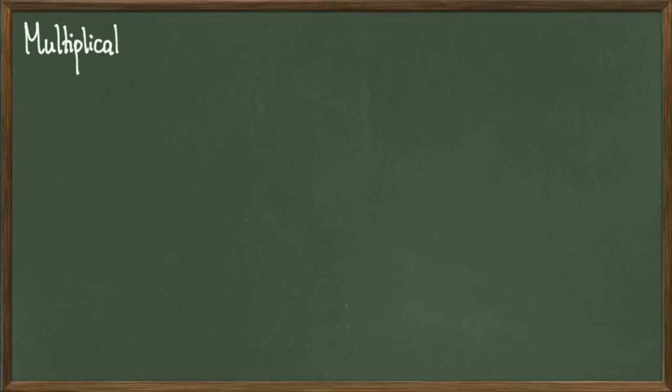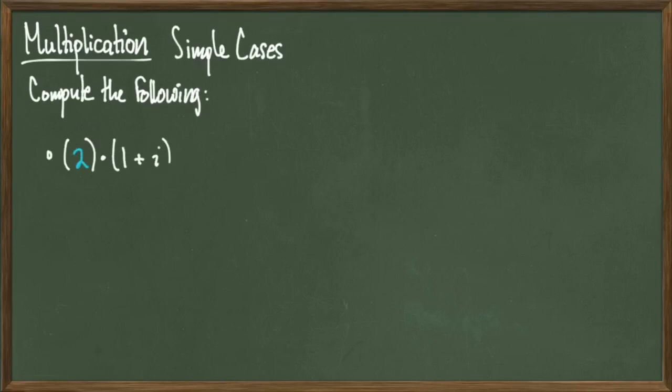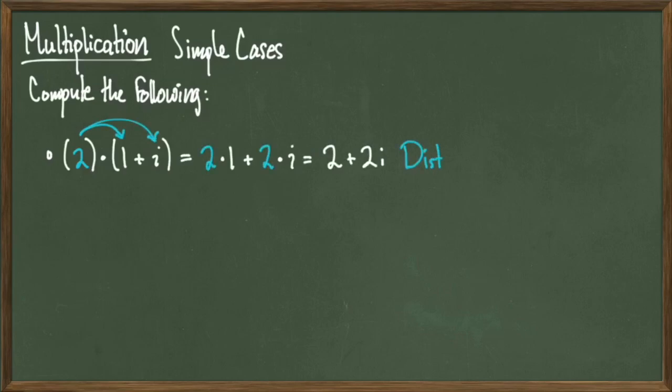The last thing we'll talk about is how to multiply complex numbers with one another. We'll start off doing simple cases. Consider the multiplication of 2 with the complex number 1 plus i. All we have to do here is invoke the distributive property. So we'll distribute the 2 across the sum and get an answer of 2 plus 2i.